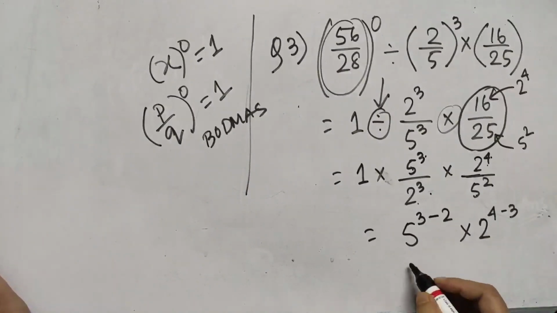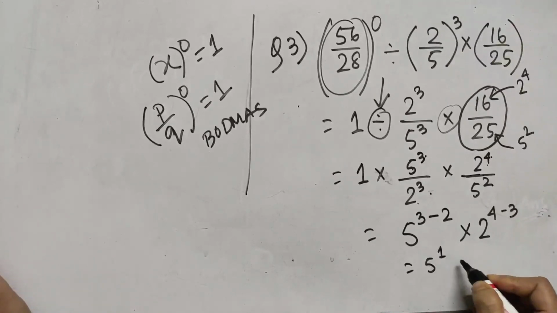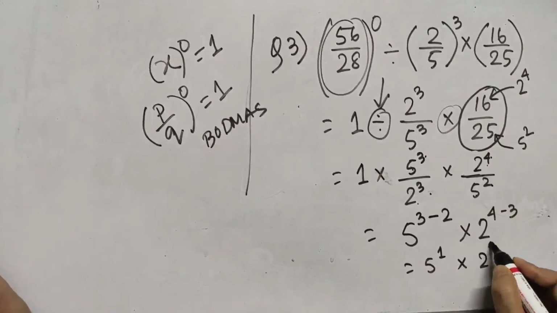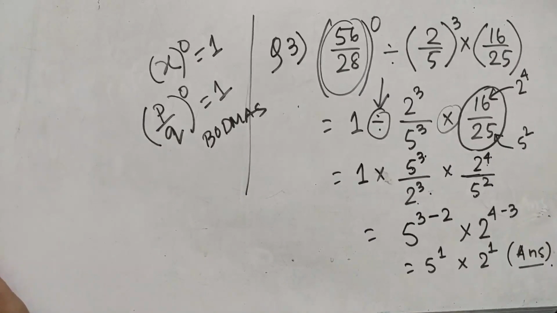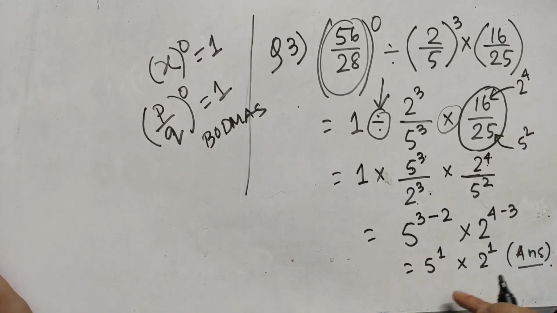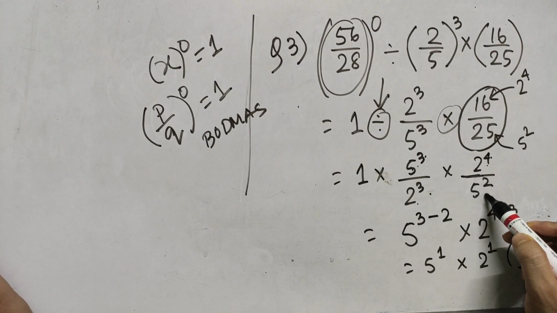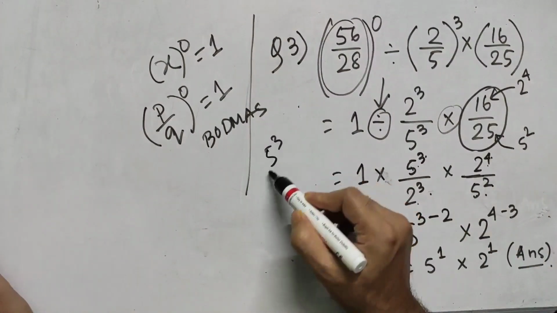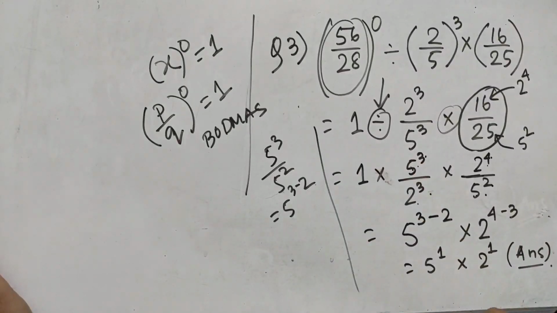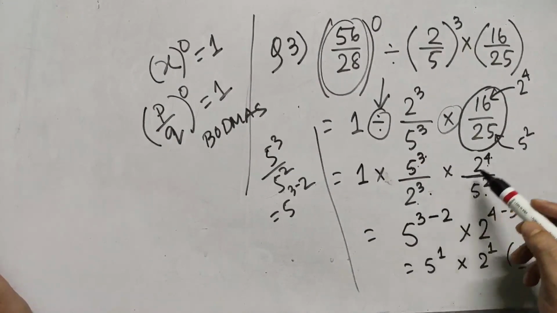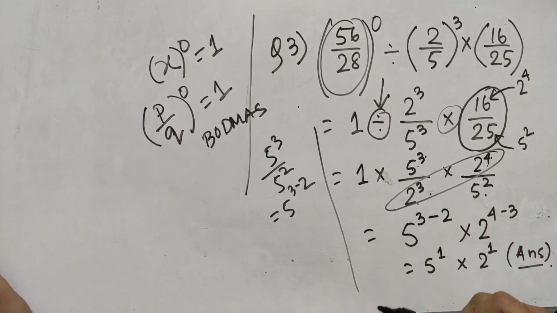So finally what do we get? 5 to the power 1 into 2 to the power 1. This is your final answer. Is that clear, guys? It's very easy. 5 to the power 1 means 5 only, and 2 to the power 1 means 2 only. What did we do? 5 cube by 5 square can be written as 5 to the power 3 minus 2, right? And same over here.